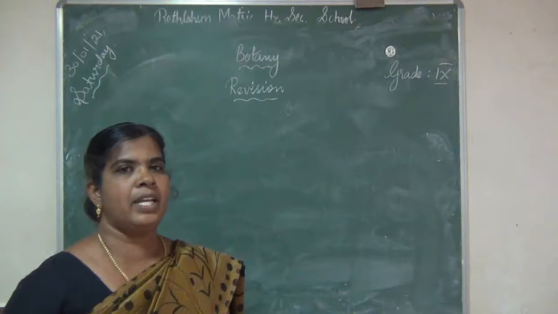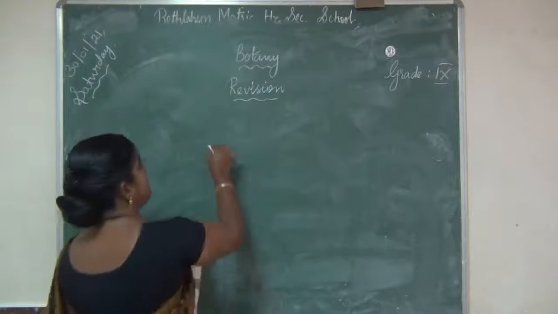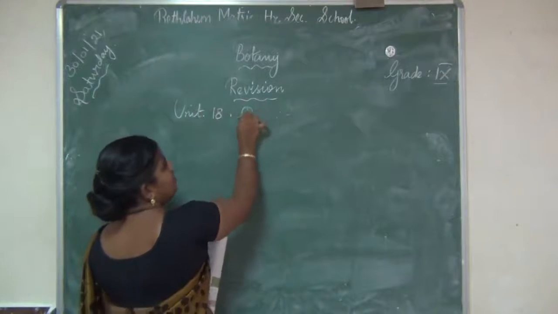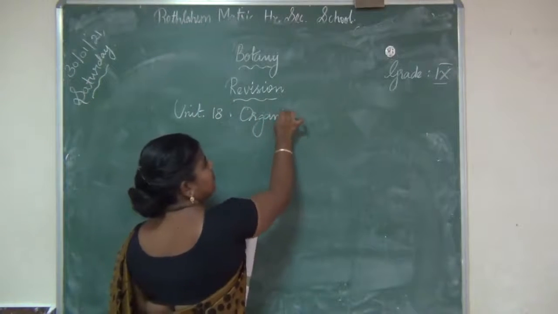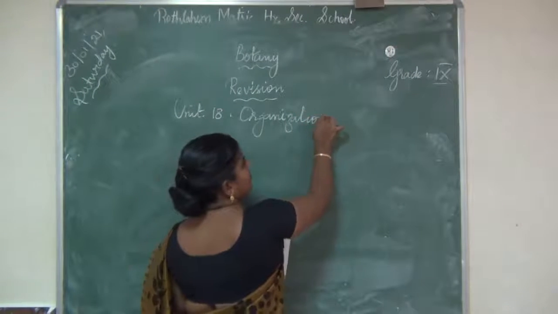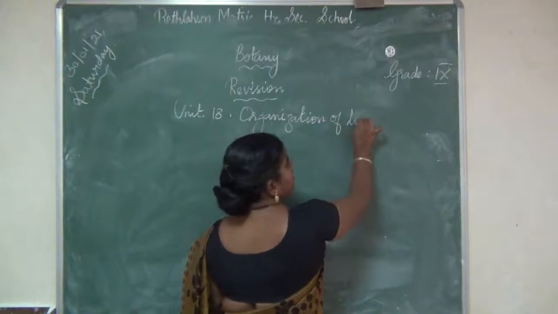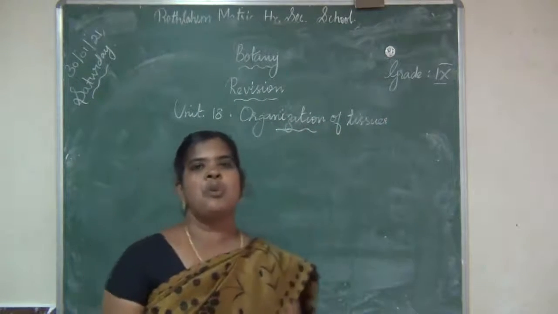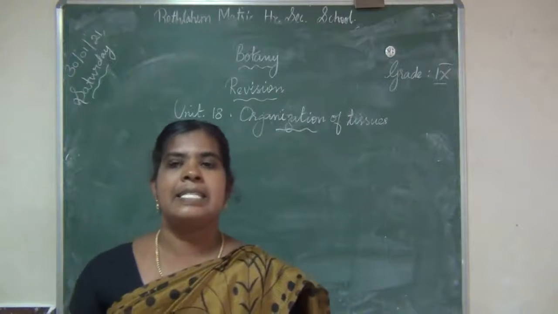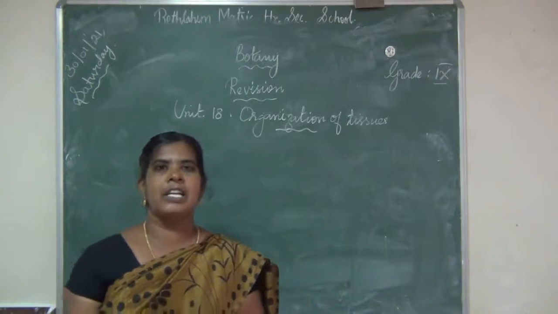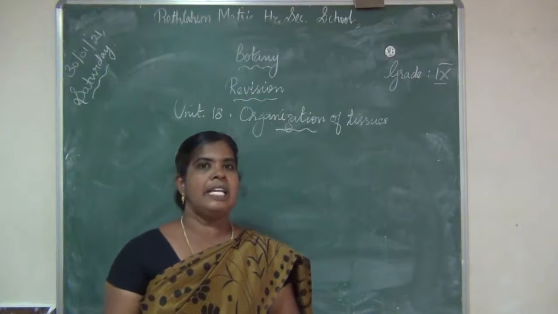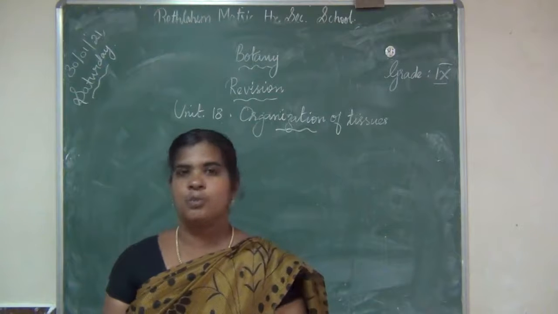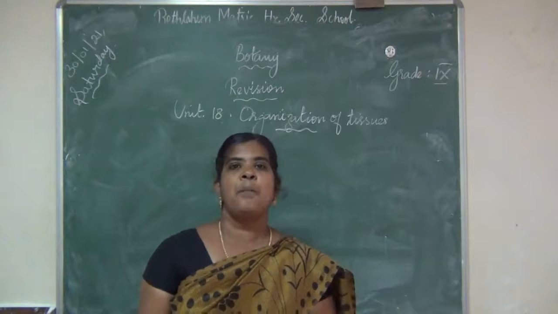Okay, today we are going to revise Unit 18, that is organization of tissues. So you have to know what is cell. You must know what is cell. Cell is the structural and functional unit of all living organisms. Based on the number of cells, organisms are grouped into two, unicellular and multicellular.